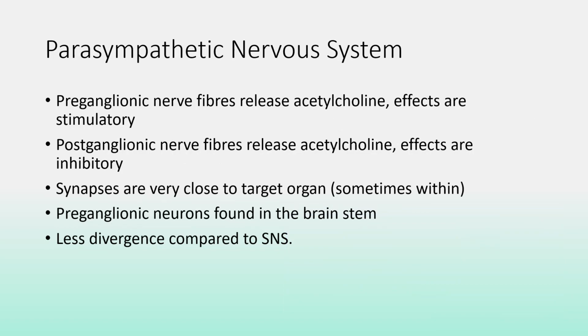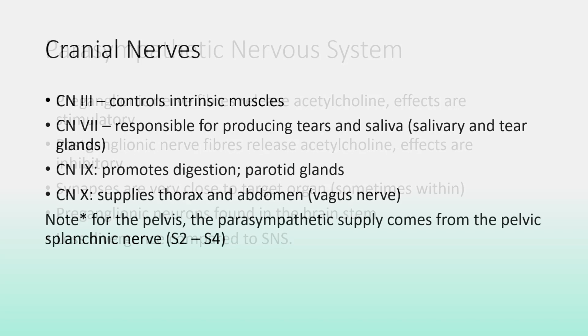Next, we have the parasympathetic nervous system, which is kind of like the rest and digest response. So we have the preganglionic nerve fibers, which release acetylcholine, and the effects are stimulatory. We have postganglionic nerve fibers, which release acetylcholine, and effects are inhibitory. Synapses are also very close to the target organ and sometimes even within the target organ. Preganglionic neurons are found in the brain stem, and there's less divergence compared to the SNS. So I will compare and contrast that in the future.